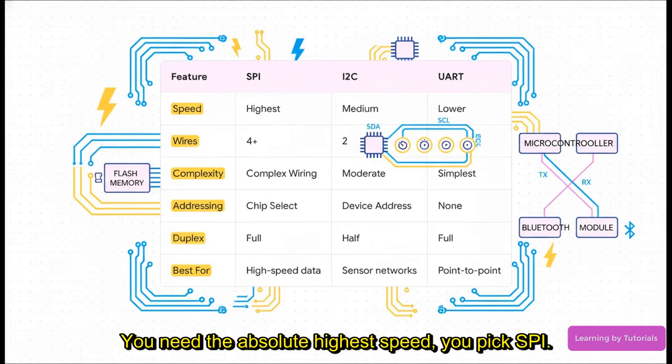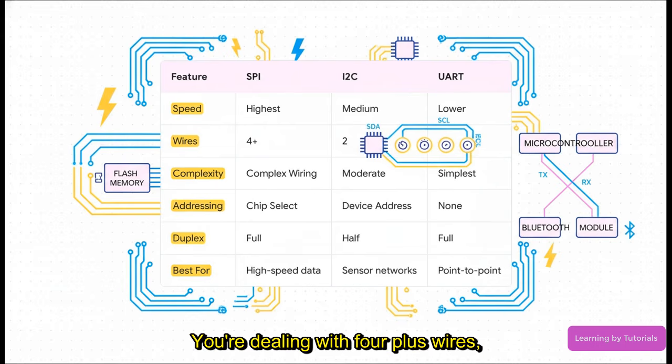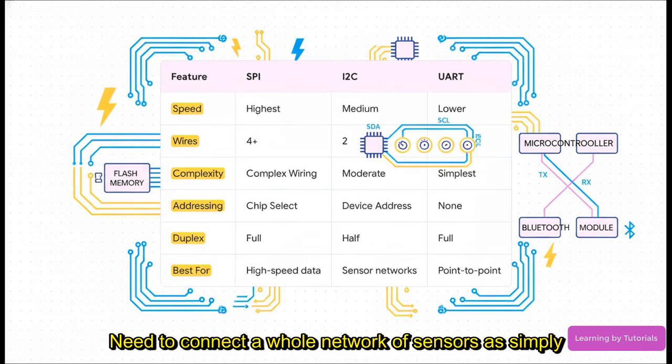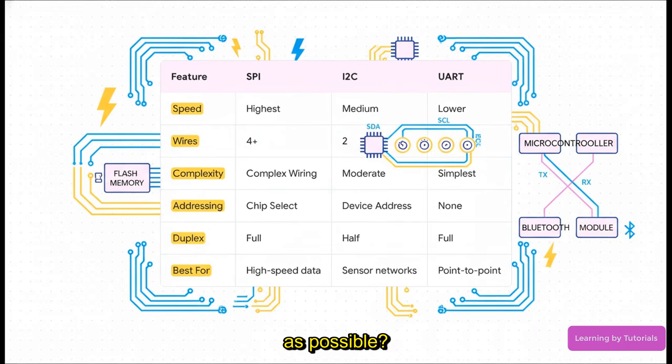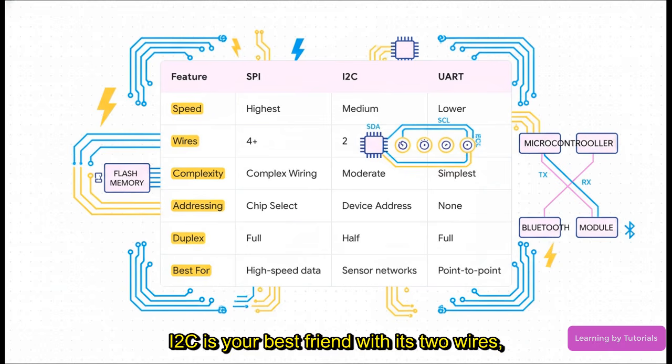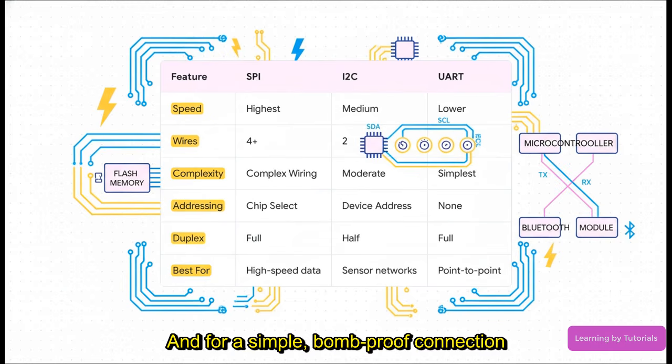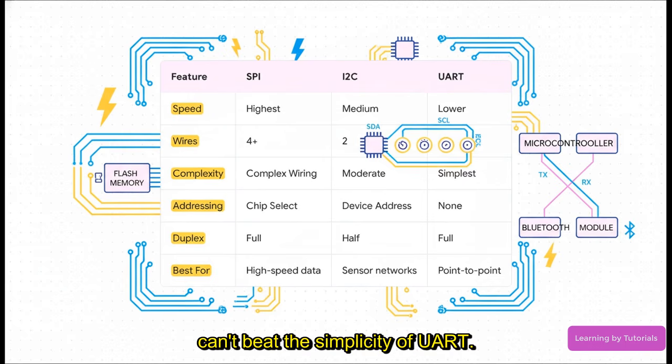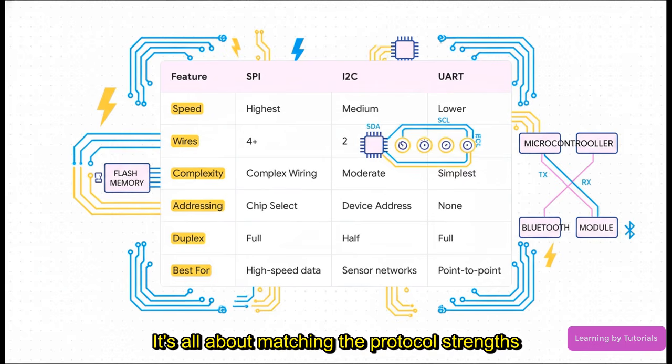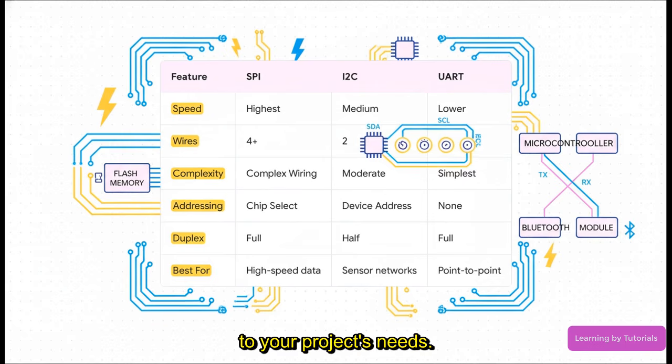You need the absolute highest speed? You pick SPI. But look at the cost. You're dealing with 4+ wires, and that wiring gets complicated fast. Need to connect a whole network of sensors as simply as possible? I2C is your best friend with its 2 wires, but you're accepting a medium speed. And for a simple, bomb-proof connection between just 2 devices, you just can't beat the simplicity of UART. It's all about matching the protocol's strengths to your project's needs.